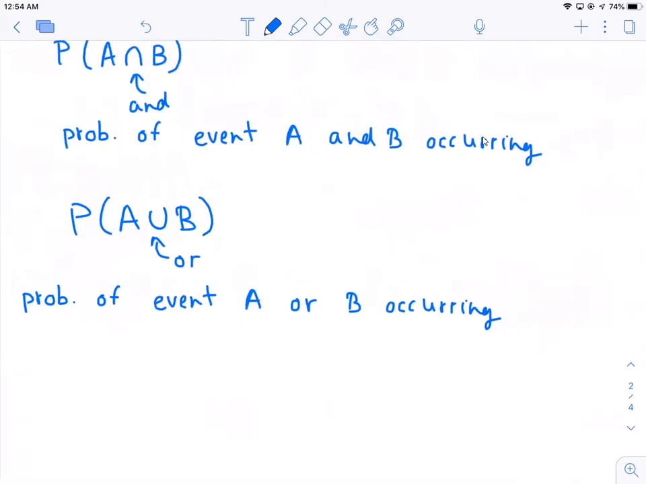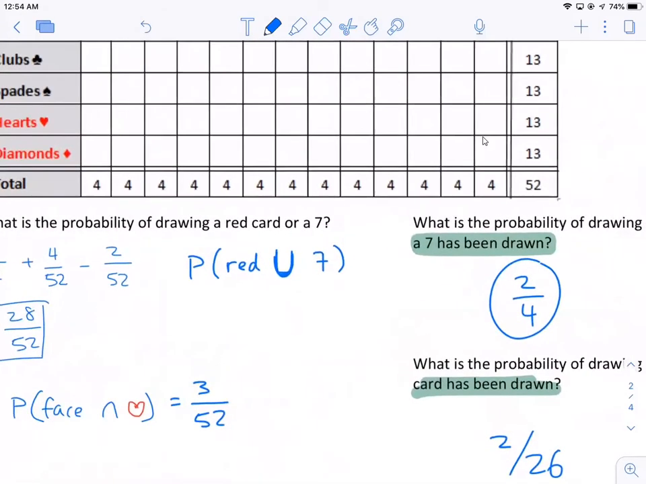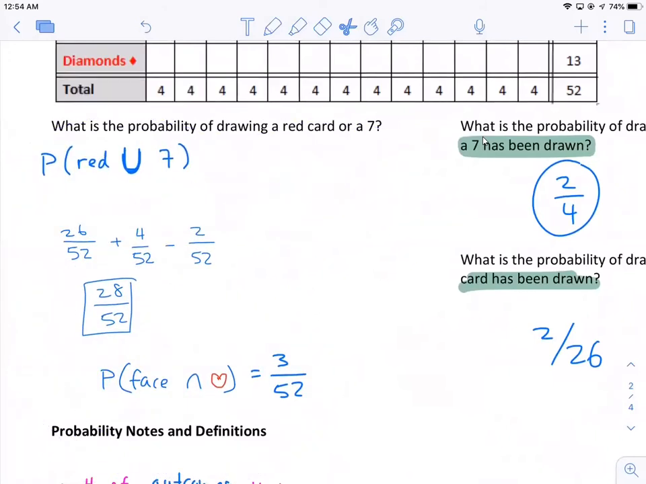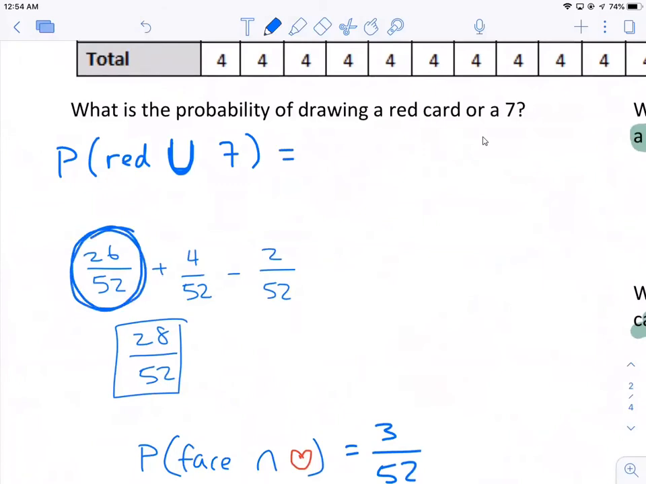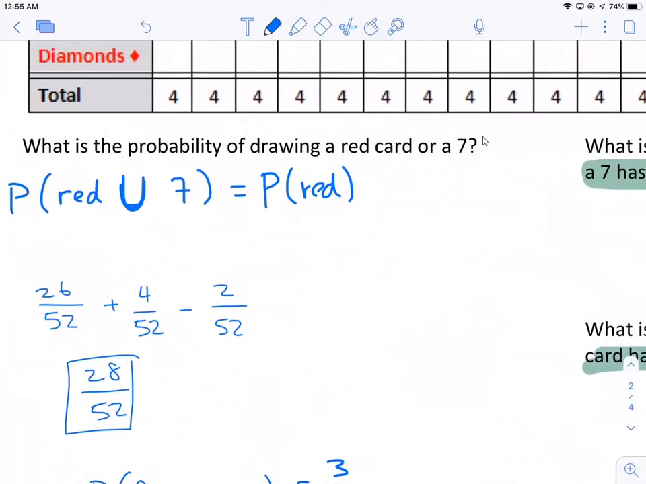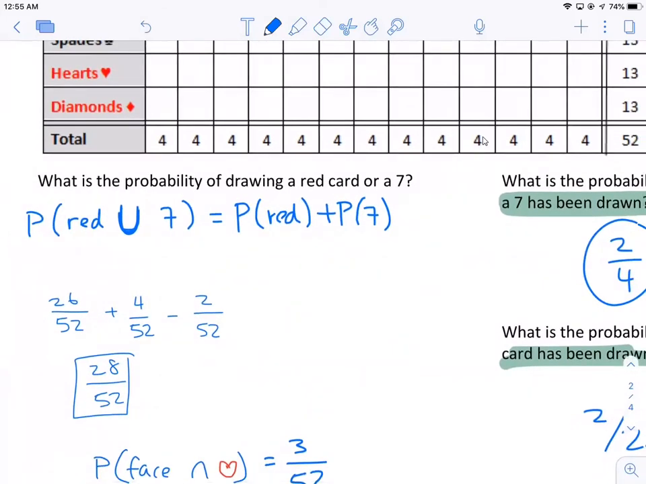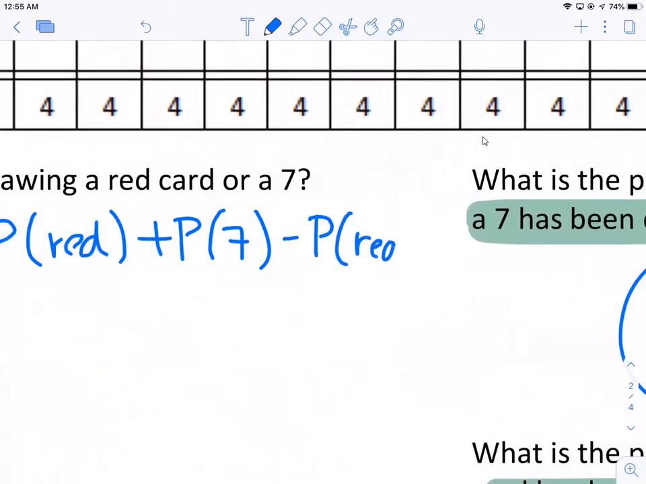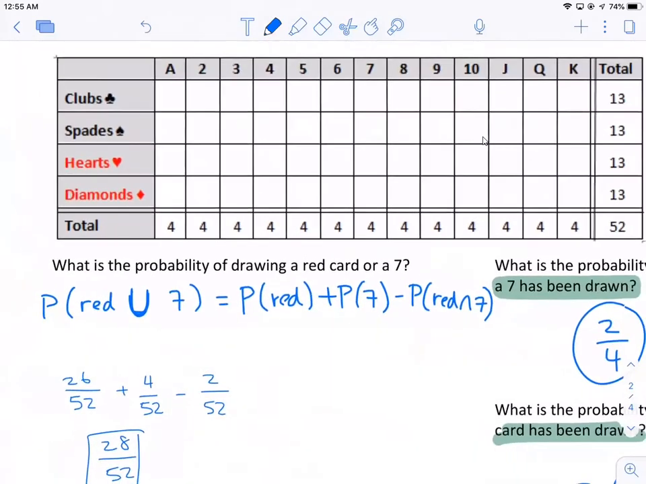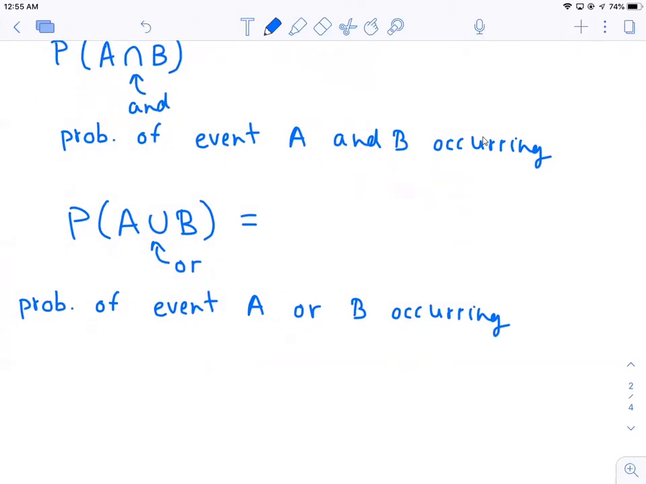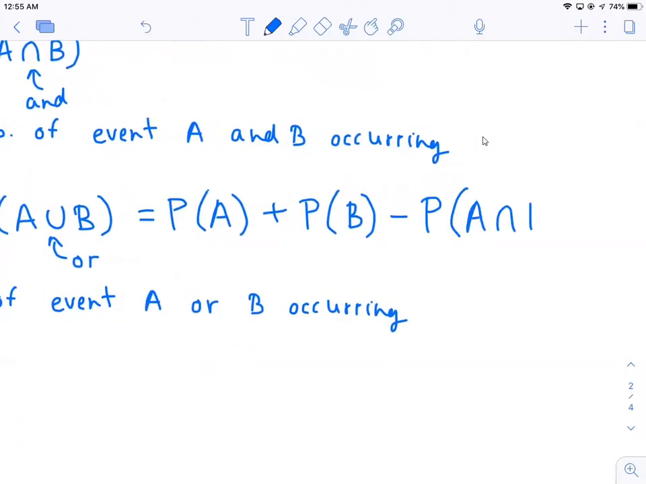All right, so this one actually has a formula that we were talking about earlier. So the probability of drawing a red card or a 7, well, let's figure out what we did. We said this was equal to the probability of getting a red card, plus the probability of getting a 7. And what did this 2 out of 52 represent? Well, that was the overlap, or the probability of getting a red 7, or red and a 7. So probability of red and 7. And that's going to be our formula. We're just going to replace red with A and 7 with B, for general events. So the probability of A or B is going to equal the probability of A plus the probability of B, minus the overlap, probability of A and B.